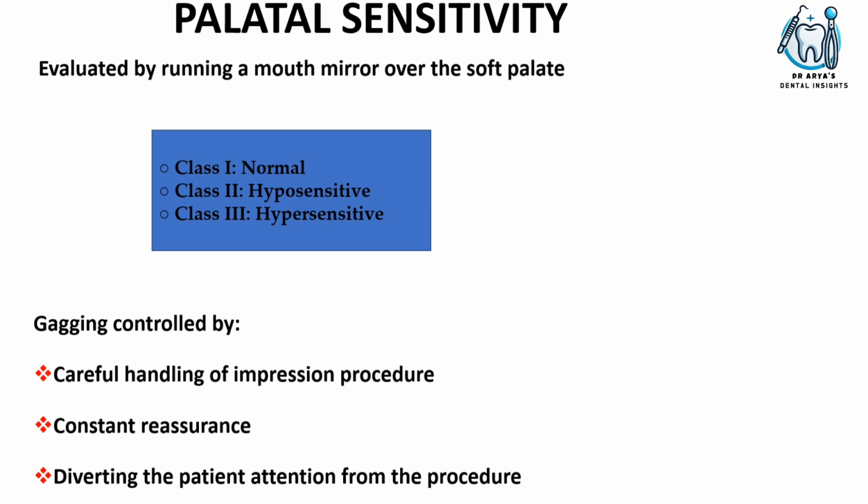Coming to palatal sensitivity, it is evaluated by running a mouth mirror over the soft palate. Gagging is the normal defense mechanism to prevent foreign objects from entering the trachea. It is classified into class 1 normal, class 2 subnormal or hyposensitive, and class 3 hypersensitive or supernormal. An exaggerated gag reflex can compromise prosthodontic procedures like impression making. The causes are systemic, psychological, physiologic and iatrogenic, and the management of such patients may be clinical, psychological or pharmacological. Gagging can be controlled by careful handling of the impression procedure, constant reassurance, and diverting the patient's attention from the procedure.